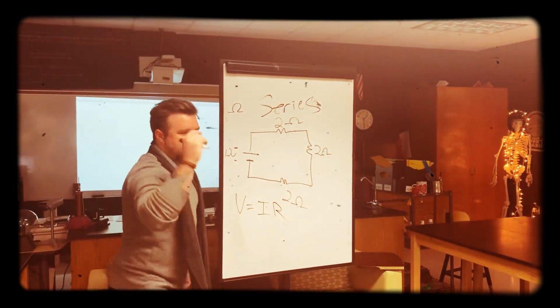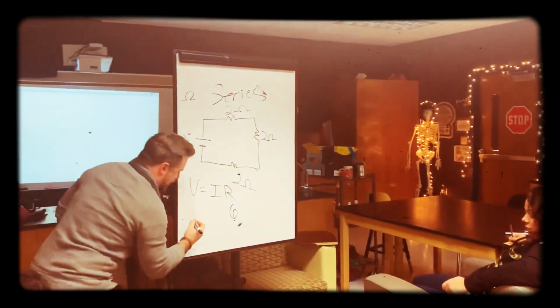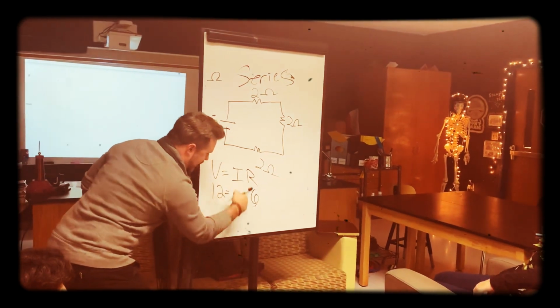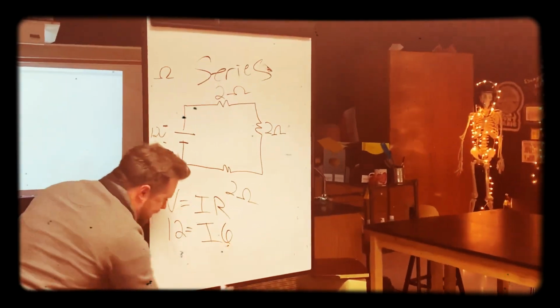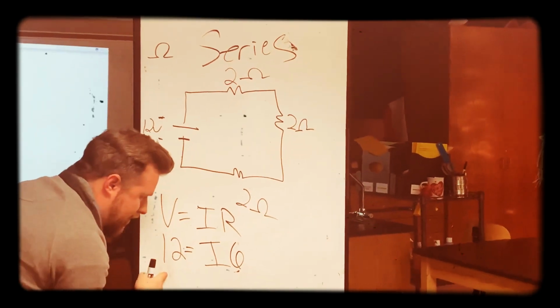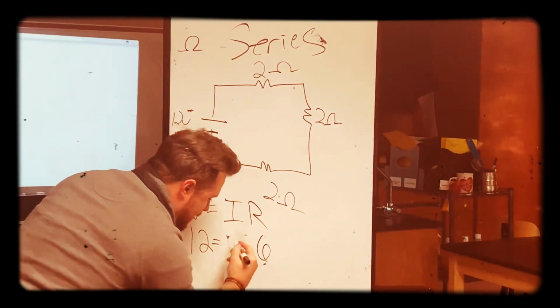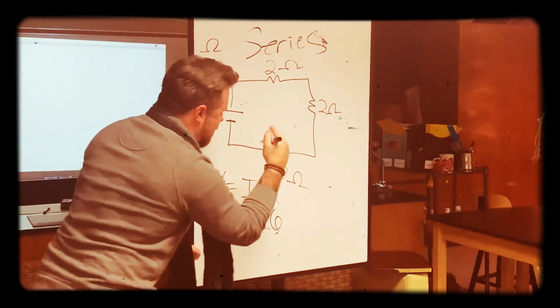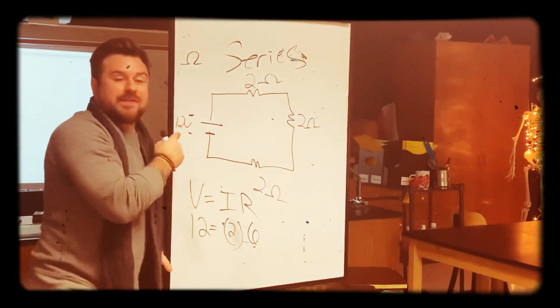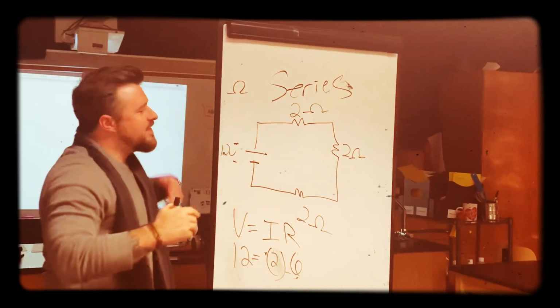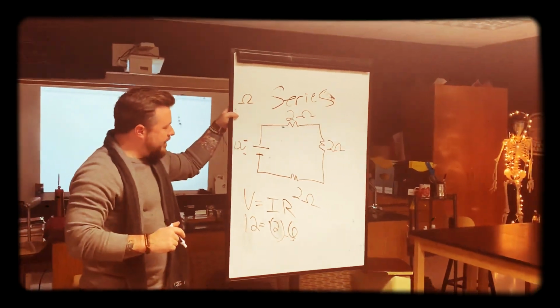What's the total resistance in this circuit? Someone let me know. 6 ohms. What is the total voltage in this circuit? 12. What's the current then? I have to find it. What's I right here? Something times 6 is equal to 12. 2. That's right. So the current is 2 amps. The resistance is 2 ohms. And the voltage or potential difference is 12 volts. So simple, so easy. I love it.